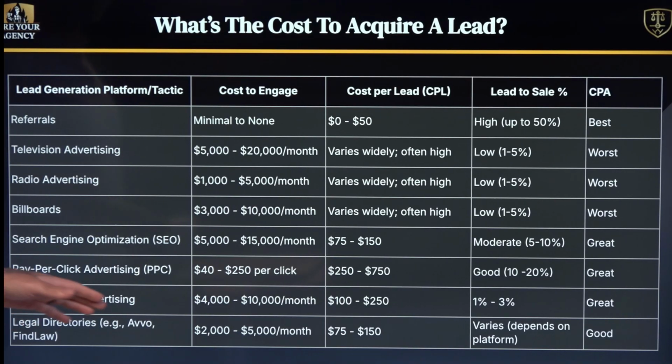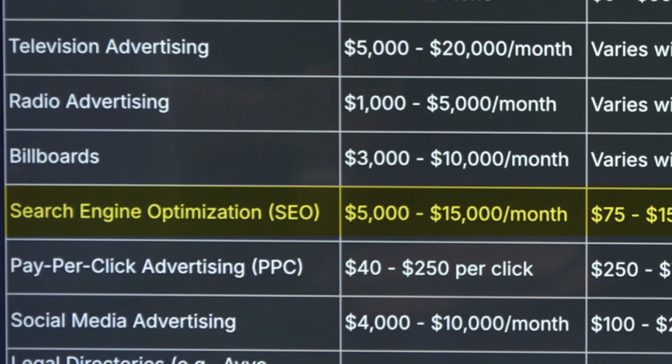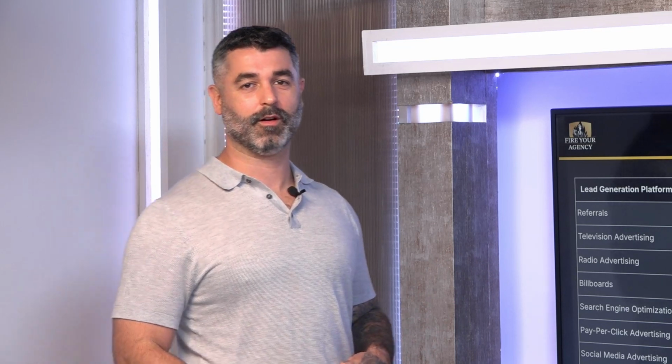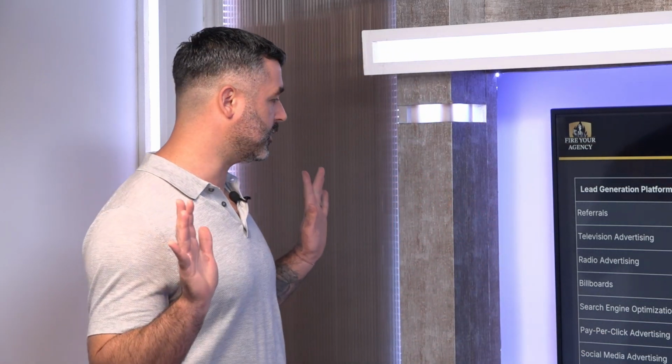So again, cost to engage SEO, $5,000 to $15,000 per month. Depends on who you talk to, but if you're a personal injury lawyer, even if you're in the least competitive markets, you're probably not going to be able to find a decent agency to do the work for you for less than $5,000 a month. It's just what I would never charge less than that for an injury.